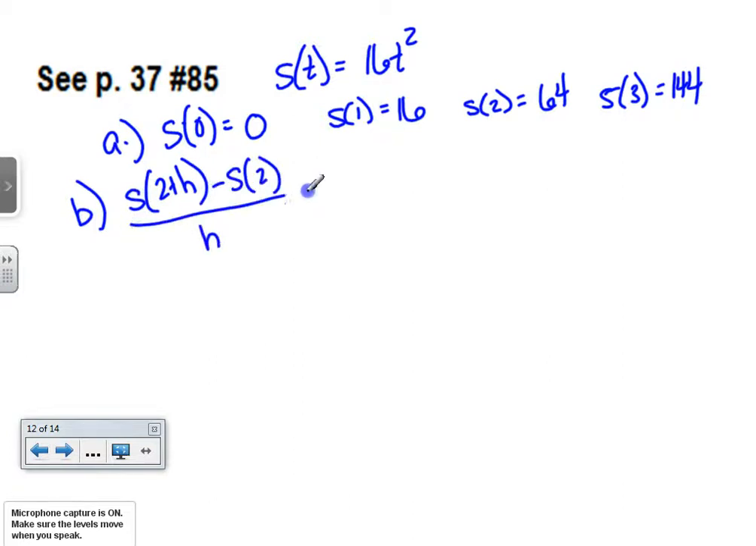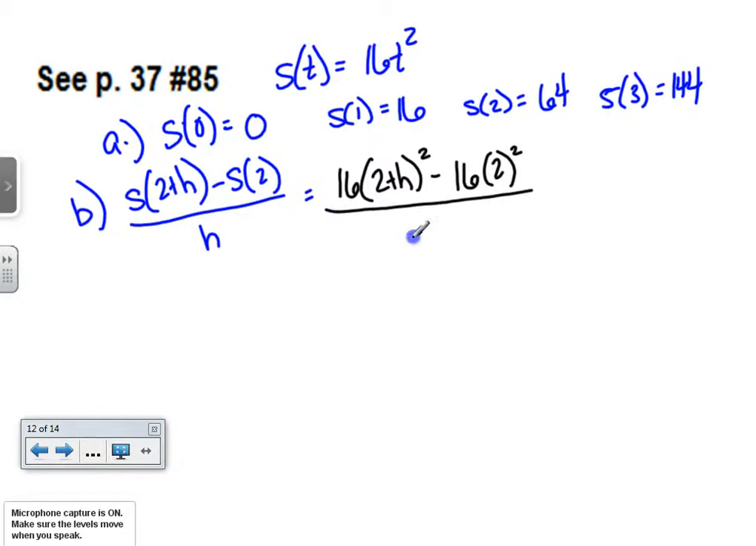Now, this should be less complicated because our function is a little less gross. I'm going to do this all in one line, but if you want to break it apart into red and green stuff like we did in the last problem, you go right ahead. So let's start with s of 2 plus h. That would be 16 times 2 plus h squared. And then we're going to subtract off s of 2, which would be 16 times 2 squared. And we're going to divide that whole thing by h.